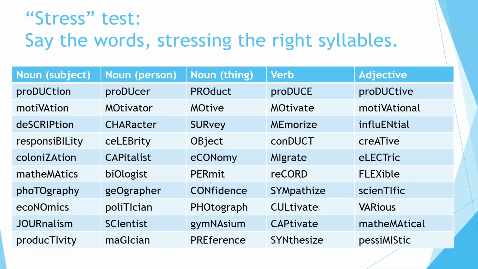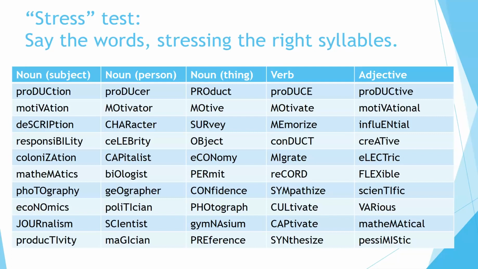Now I'll read each of the columns going down. These words are not arranged in any particular way. Production, motivation, description, responsibility, colonization, mathematics, photography, economics, journalism, productivity. Column 2, producer, motivator, character, celebrity, capitalist, biologist, geographer, politician, scientist, magician.